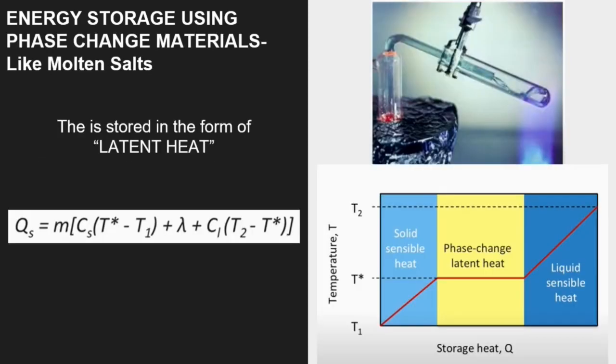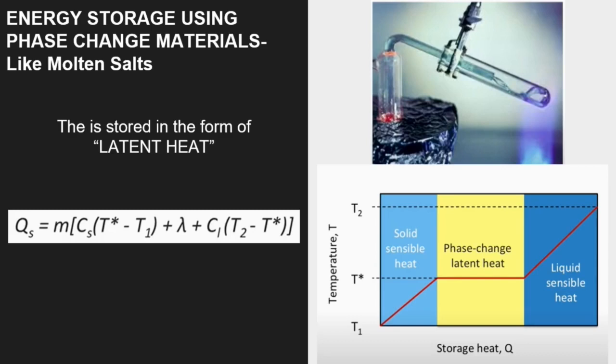Talking about the third way in which we can store energy, that is by using phase change materials. Phase change materials are mostly molten salts. In this, the energy is stored in the form of latent heat. It is given by the formula Qs, the heat stored, equals M, the mass of the phase change material that we are using, times Cs, the specific heat in the solid state, times the temperature difference, plus lambda, the latent heat capacity, plus Cl, the specific heat in the liquid state, times the change in temperature.